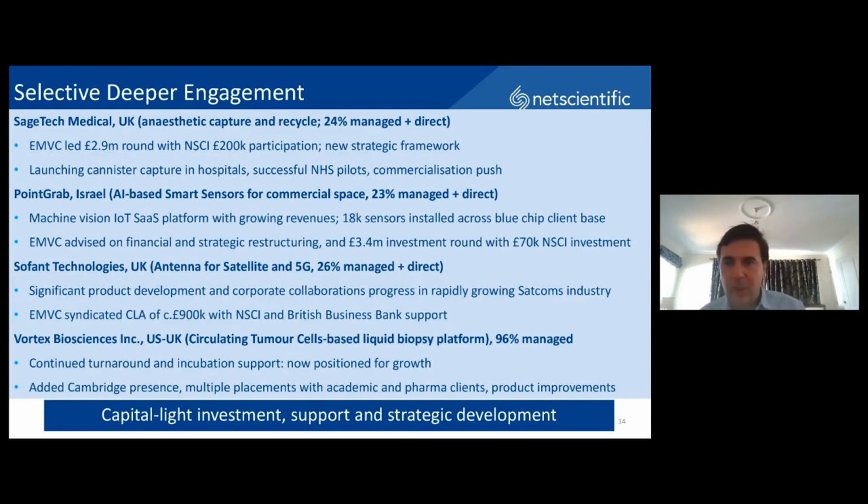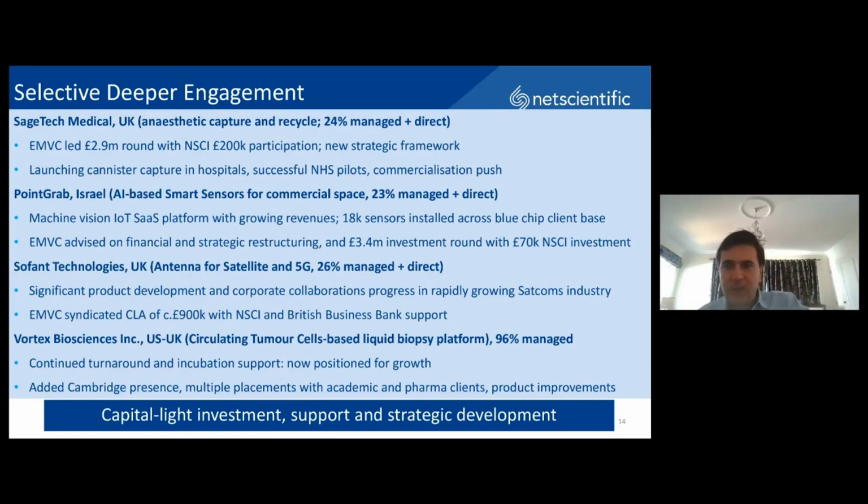As a result, the company doubled revenues last year in the context of COVID and is on track of doing the same this year, with 18,000 sensors installed internationally with blue chip clients. In this company too, we identified the right point where we can help redefine the business strategy, but also lead an investment round and build up a further equity stake in this business. We're now sitting on 23%, a mixture of managed and direct.